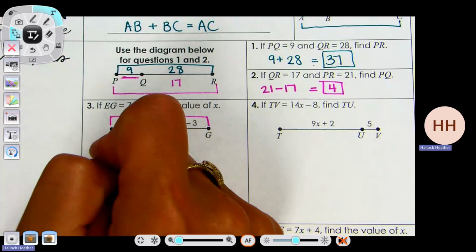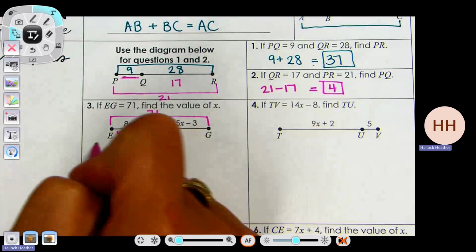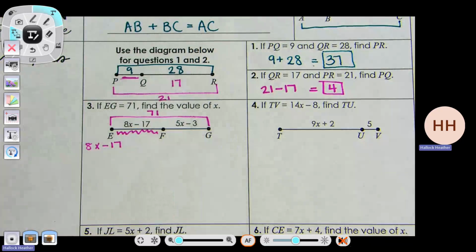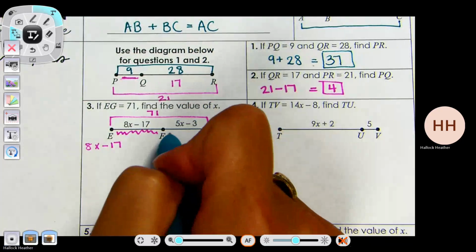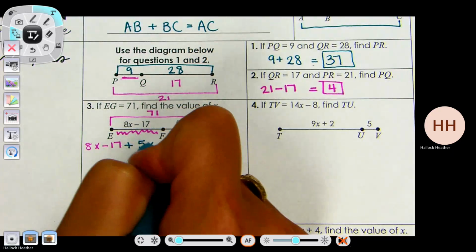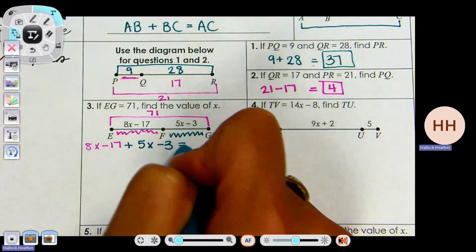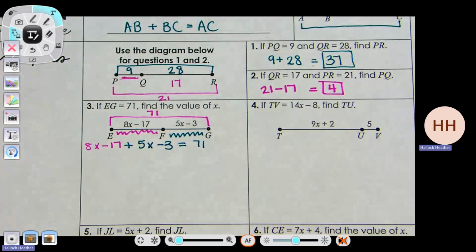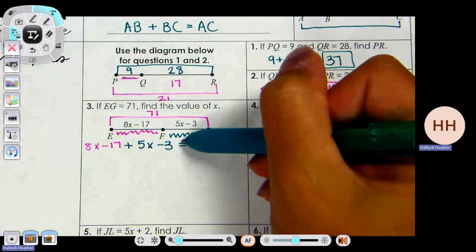So the first little piece is 8x minus 17. I'm adding in the next little piece. The next little piece on my picture is 5x minus 3. And they equal a total of 71. So if I combine like terms here, this is like algebra 1.